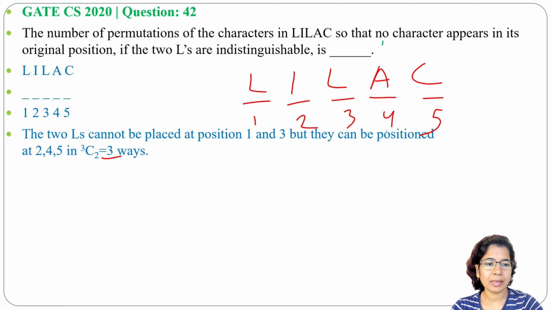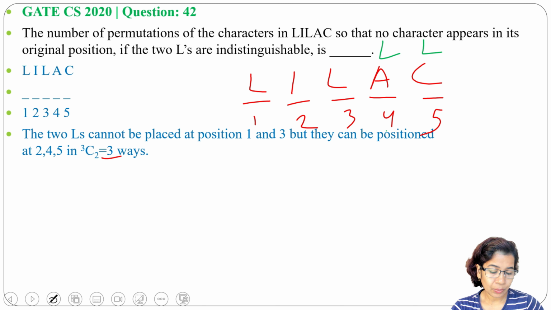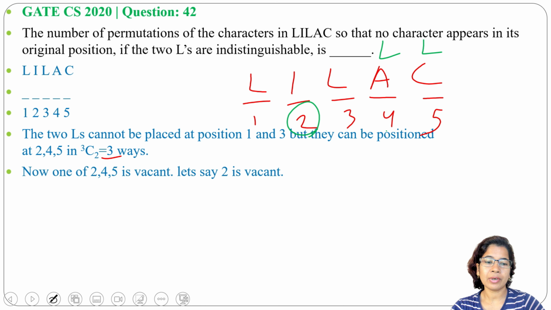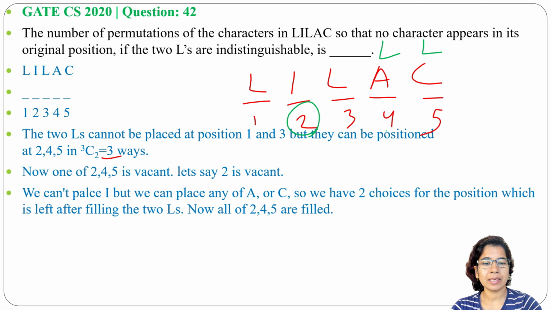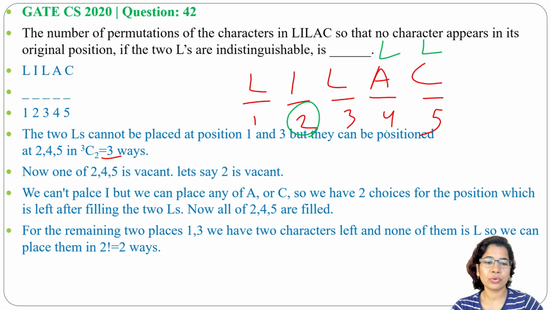Suppose one L is at the 4th position and another L is at the 5th position. Now in the second position, I cannot be. So in the second position there can be A or C, right? So there are two ways for the second position. A and C can be placed in positions 1 and 3 because the two L's are placed in 4th and 5th. So A and C can be placed in position 1 or 3, which is also 2 factorial ways.